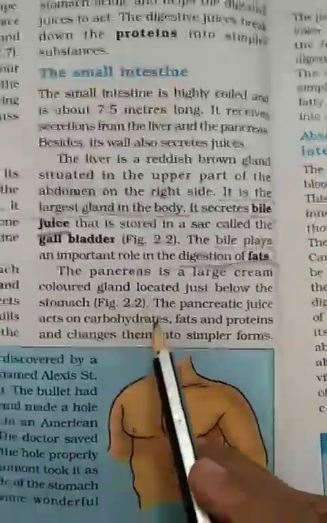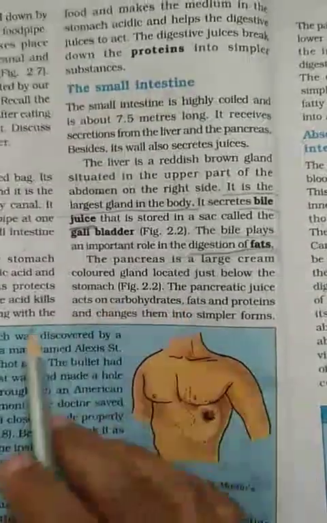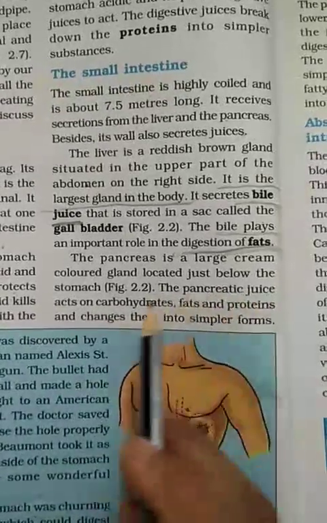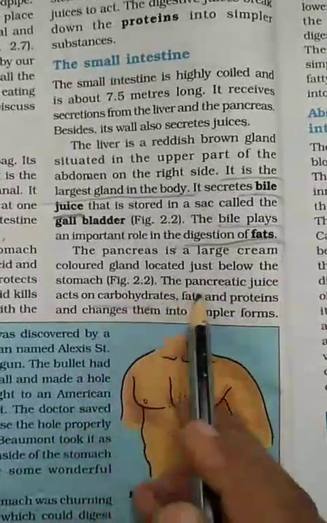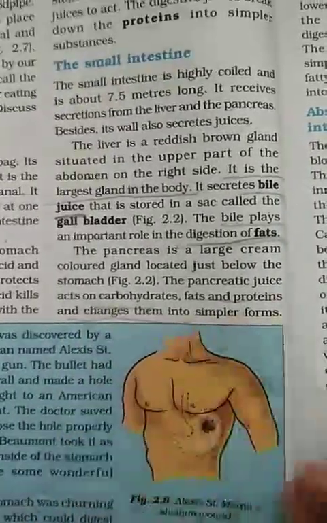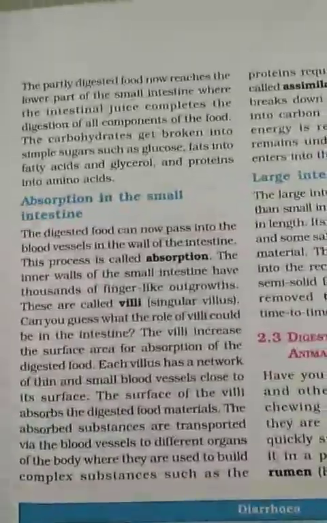The pancreas is a large cream-colored gland located just below the stomach. Pancreatic juice acts on carbohydrates, fats and proteins and changes them into simple form.